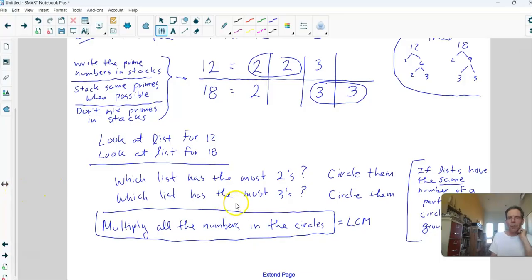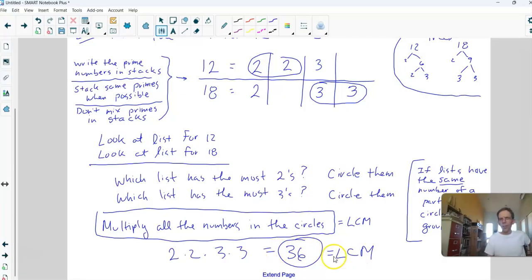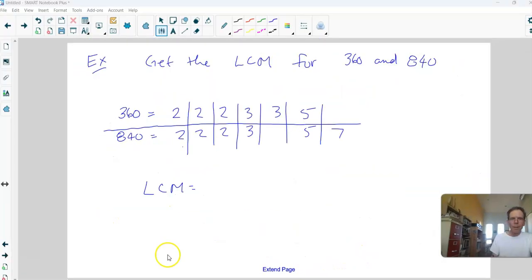So the LCM is simply the product, the multiplication, of all the numbers in the circles. In the circles, we have two 2's and two 3's, and you can see that's basically 4 times 9. That's 36, just like we said before. 36 is the LCM here. So you make the table, you circle the most number of times you see each prime, and you multiply everything in the circles, and you get the LCM. Super easy, right? Okay. All right, everybody. Now we're going to move on to finding the least common multiple for 360 and 840.